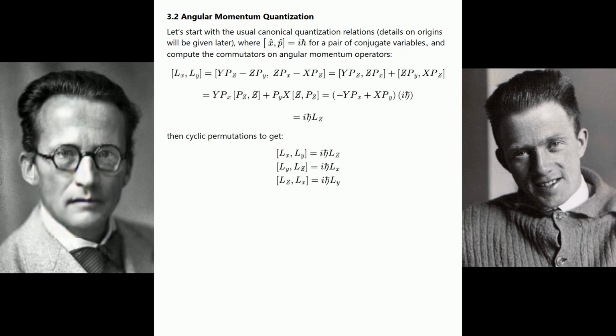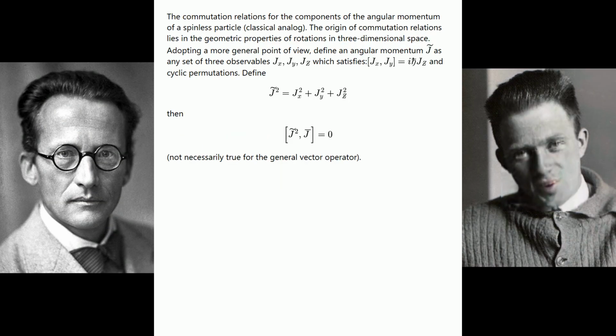See the equations shown. Then cyclic permutations to get the equation shown. The commutation relations for the components of the angular momentum of a spinless particle, classical analog. The origin of commutation relations lies in the geometric properties of rotations in three-dimensional space.